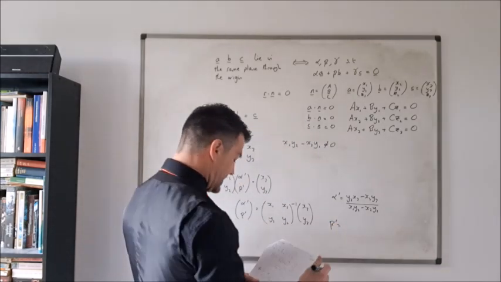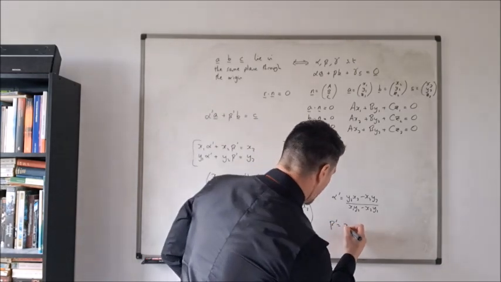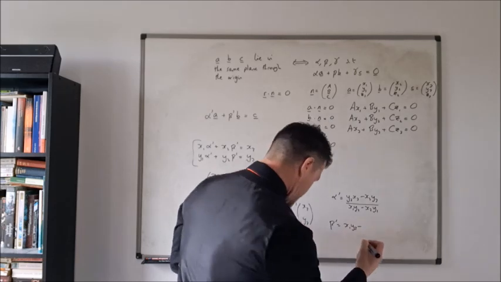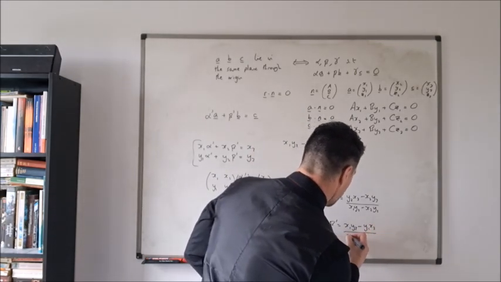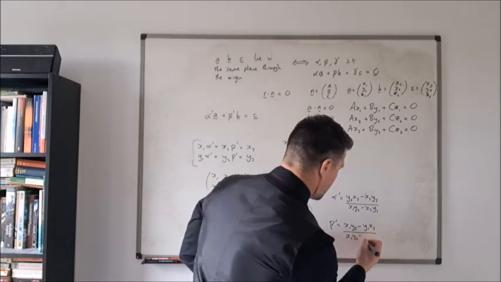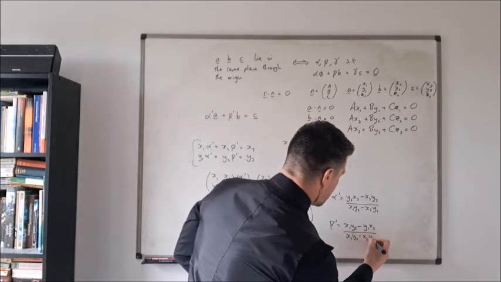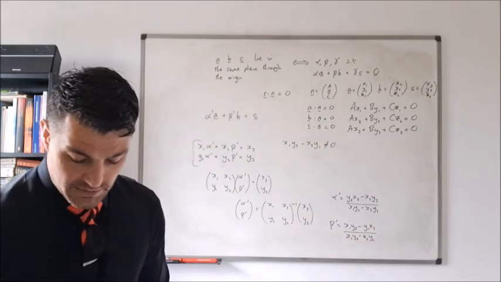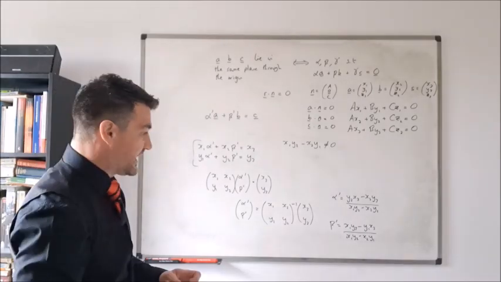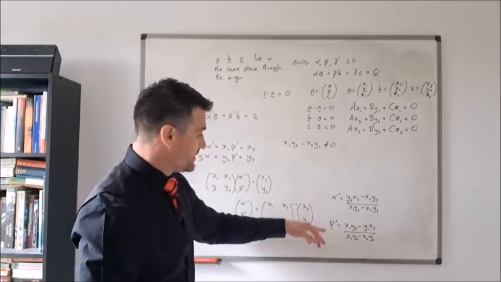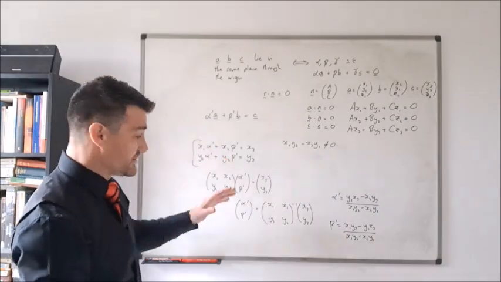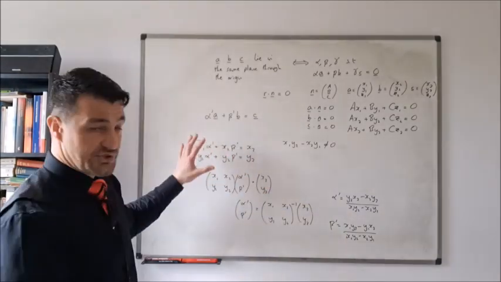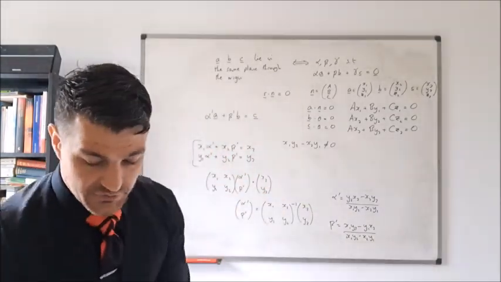Okay, so beta primed is equal to x1 y3 minus y1 x3 over x1 y2 minus x2 y1. It's not difficult to verify that these values do solve these simultaneous equations. If you're in any doubt, go ahead and check. They do work. I've tried them.